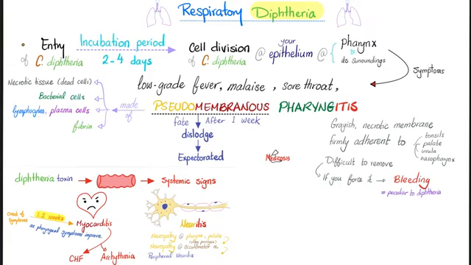When the toxin spreads to the blood, you get systemic signs and symptoms: myocarditis and neuritis. Tell me about the myocarditis. It starts 1 to 2 weeks from the onset of symptoms. The myocarditis gets worse as the pharyngeal symptoms are improving. So your pharyngeal symptoms are getting better, but your myocarditis is starting and getting worse.